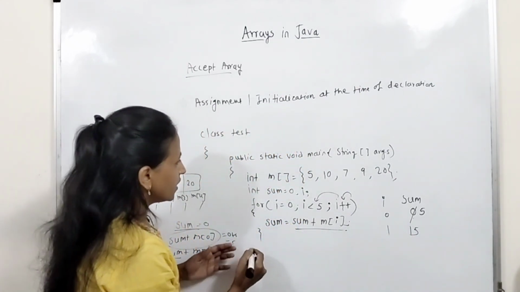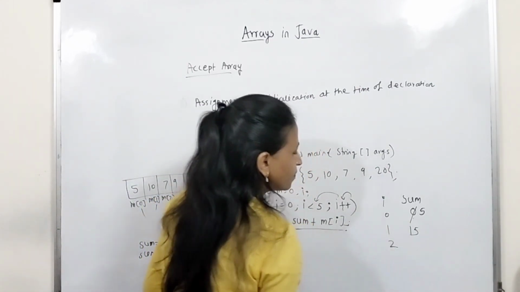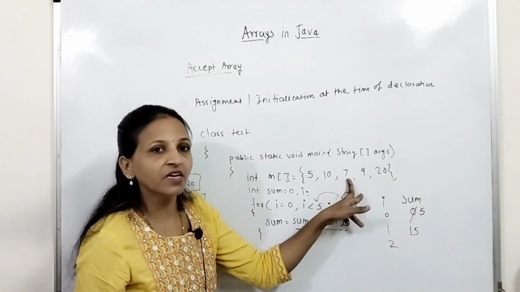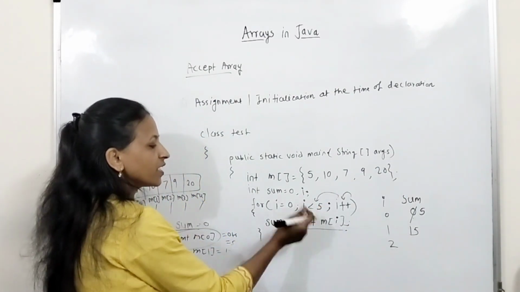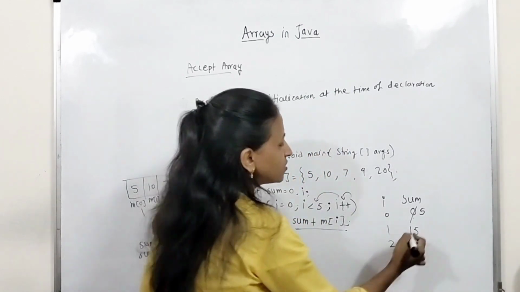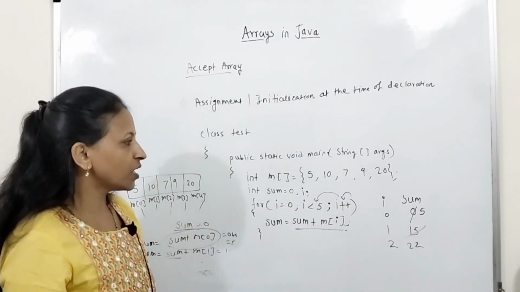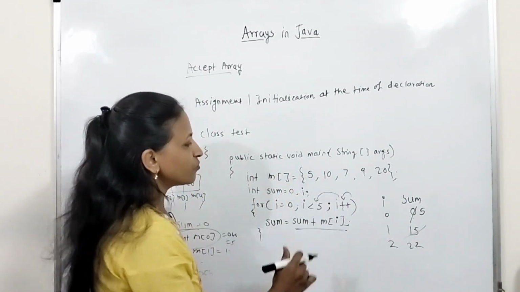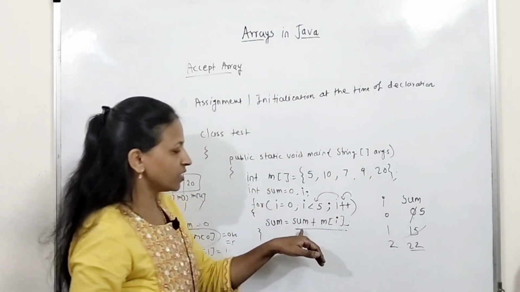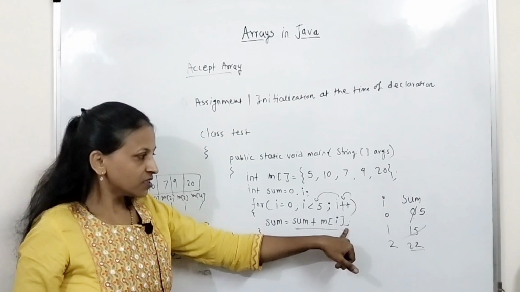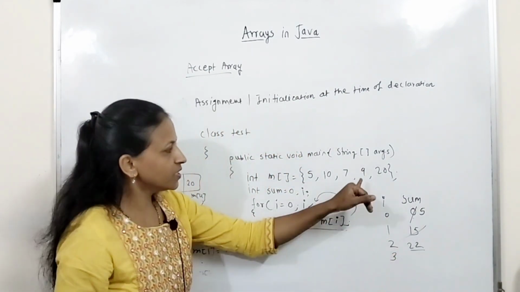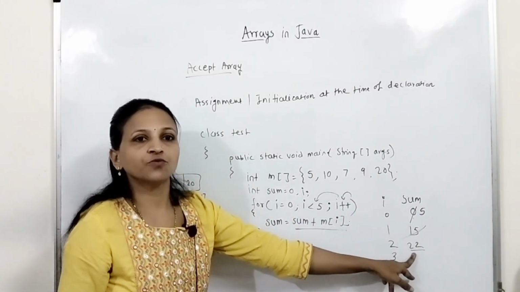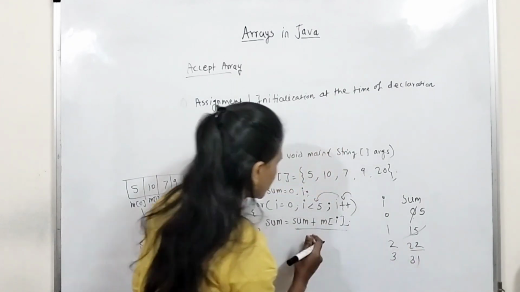Now next, see, again i will become 2. Again the same thing will be repeated: 15 plus the next element, 7, 15 plus 7 that is 22, will be stored again inside sum. Now this old value will be replaced every time, okay, because sum is a single variable, this is not an array, m is an array, okay. Now next time 22 plus 9 will be done: sum is 22 plus m of 3, because now i is 3. m of 3 is, 0, 1, 2, 3, 9. m of 3 is 9, that's why 9 will be added to 22. Here 31 is the answer, that will be stored again inside sum.